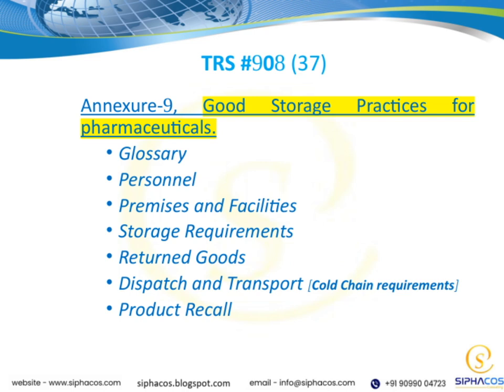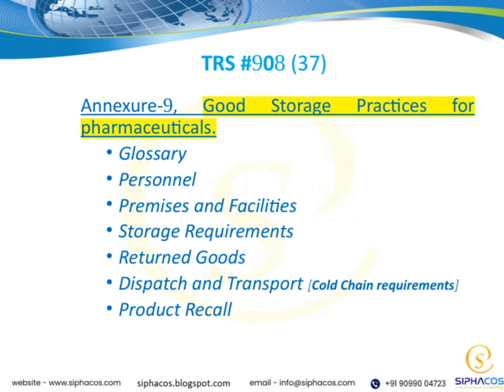Then, we look at premises and facilities. This refers to the physical environment where medicines are stored, which must be designed and maintained to prevent contamination, damage, or deterioration. Moving on to storage requirements. Each product has specific needs, such as temperature, humidity, and light conditions, that must be strictly followed. Returned goods also play a role, as they require careful handling to prevent any risk of contamination or misuse, ensuring only safe medicines are reintroduced into stock.